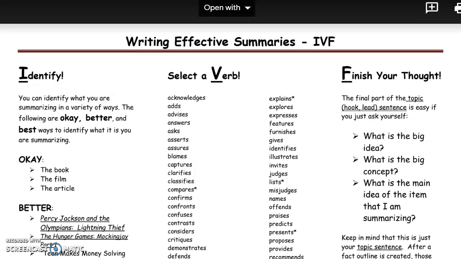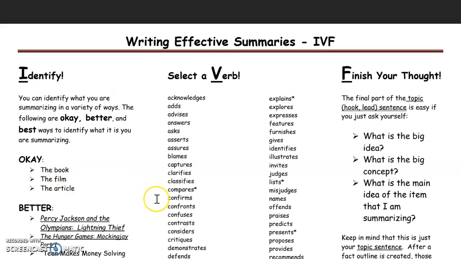Hi everybody, I'm here today to review how to use the IVF strategy. So if you remember, IVF is a way of writing your topic sentence for a summary paragraph that you would write after you've done one of our readings. So what you're looking at right now is the IVF resource document, which I will repost in Google Classroom. Remember, this is just helping you to write your topic sentence.